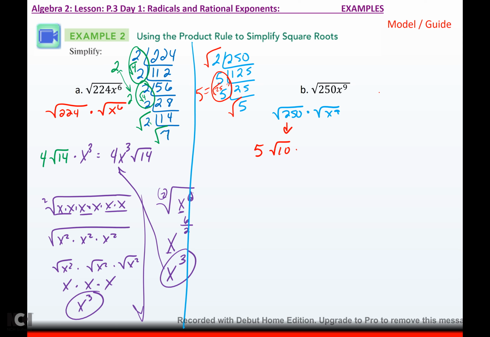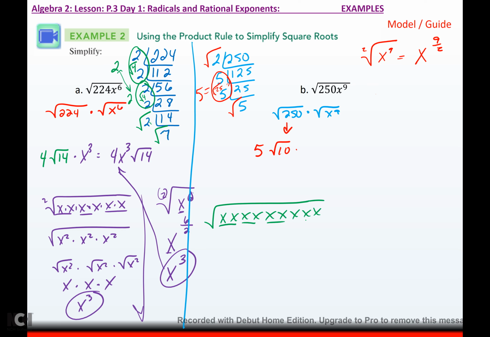Now, my little trick here, the square root of x to the 9th would be x to the 9 over 2. Well, darn. Last time it came out nice and pretty. 2 went into 6 evenly. I got 3. 2 does not go into 9 evenly. So what's that going to do? Again, I'm going to show you long ways, and then I'll show you short ways. X to the 9th would be the square root of 1, 2, 3, 4, 5, 6, 7, 8, 9 x's.